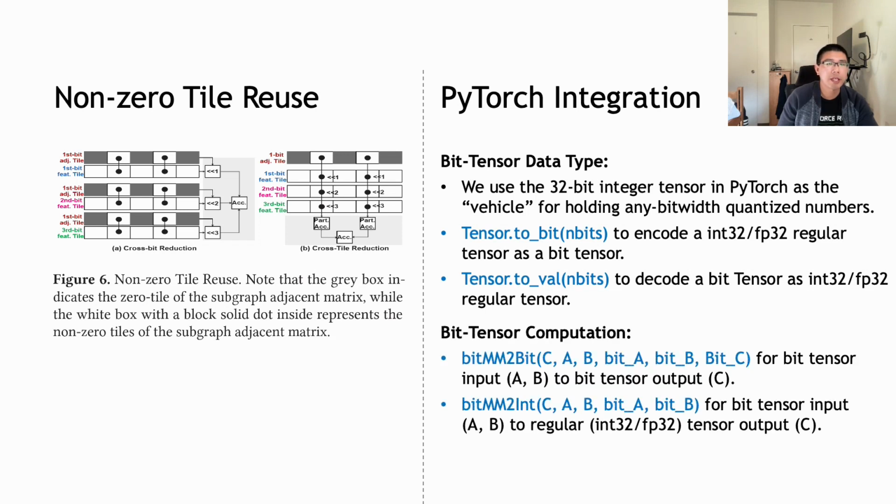In addition to the bit tensor data type, we also have a bit tensor computation. There are 2 APIs. The first API is bit matrix multiplication to bit, which will take 2 low-bit tensors as an input and generate another low-bit tensor as an output. And the second API is bit multiplication to int, which will take 2 low-bit tensors as an input and generate a regular tensor like the int32 or FP32 tensor as the output.